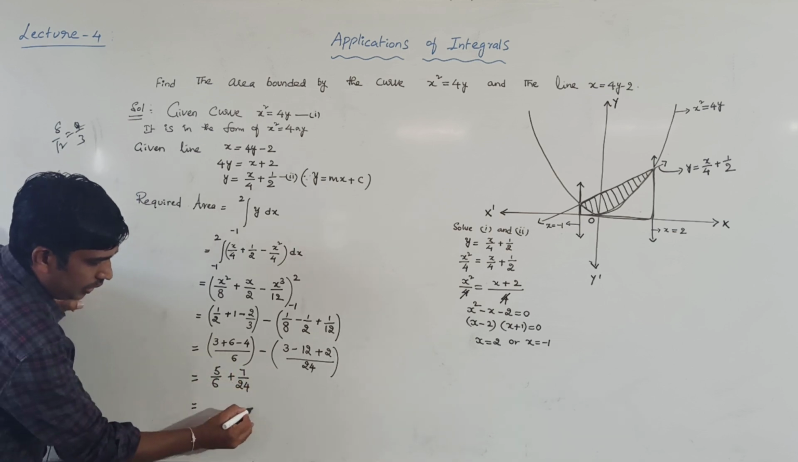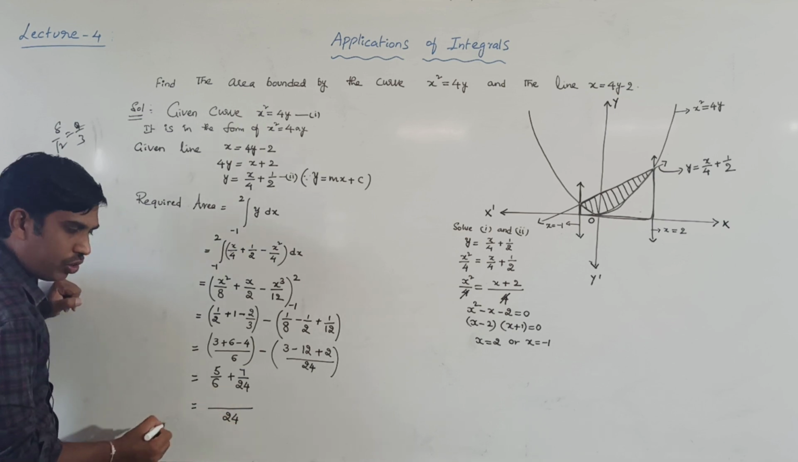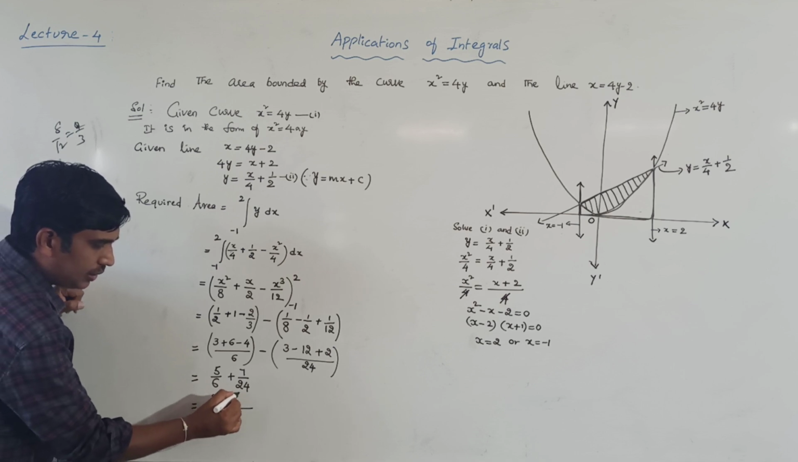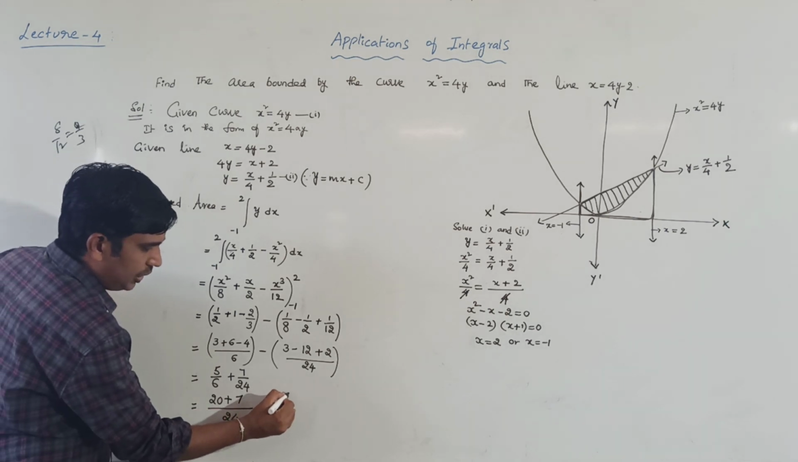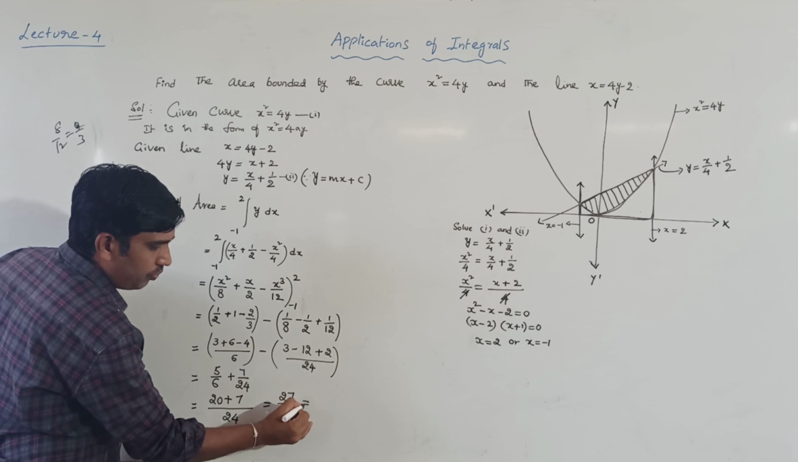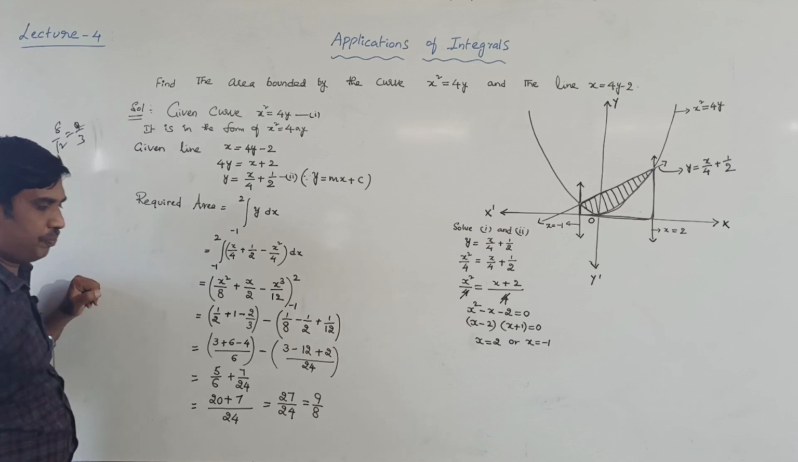So here the LCM taken for 6 and 24 is 24. So what will we get here: 20 plus 7, that means we get 27 by 24, which is nothing but 9 by 8.